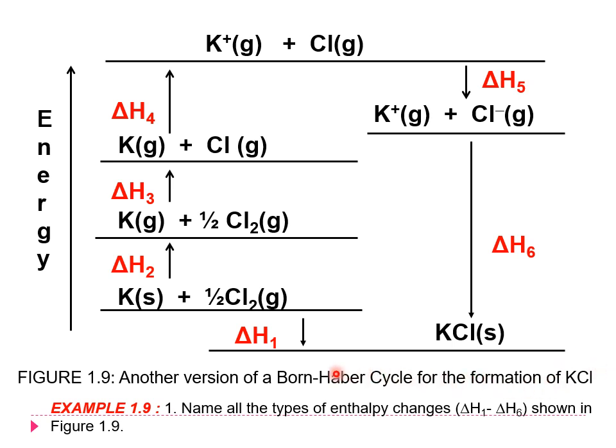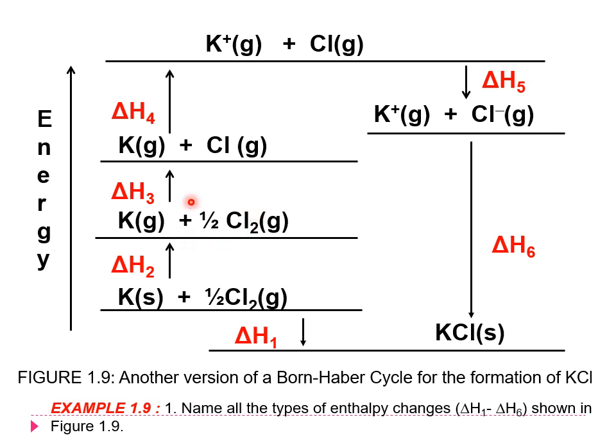So where is the enthalpy of formation? It would be here, delta H1, whereby potassium solid plus half of chlorine gas, so these are the constituent elements in standard condition, will form potassium chloride solid ionic compound. Right, so if the enthalpy is positive, delta H2, when it happens, it will go up.